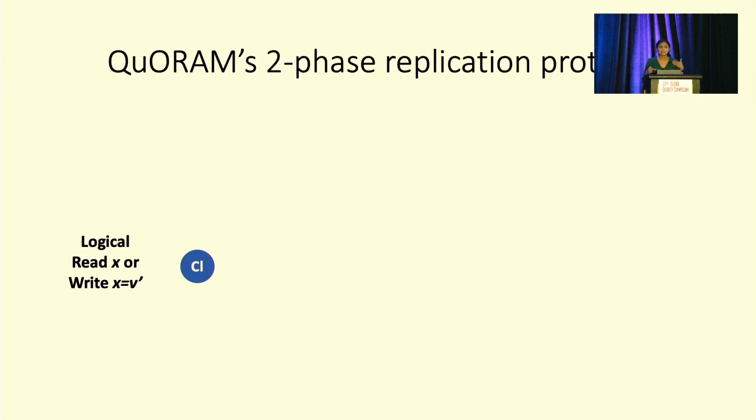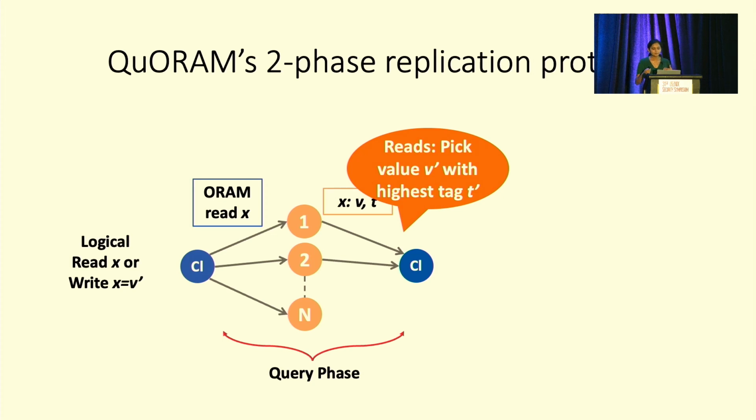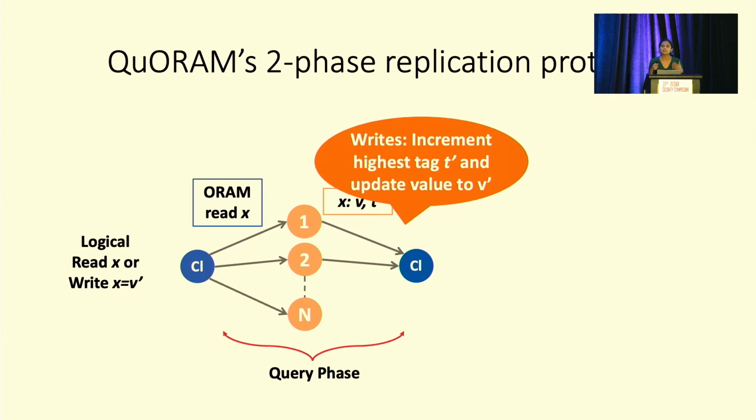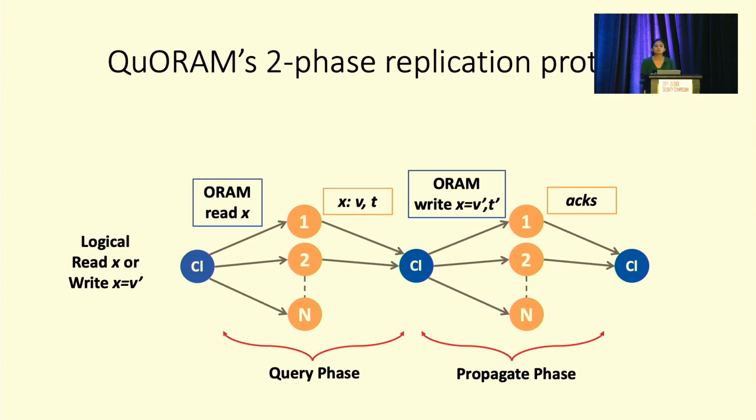The client that is interested in reading or writing the data drives the execution of the protocol by first sending an ORAM read request to all of the replicas, and waits to receive a response from a majority. For a read request, it picks the value corresponding to the highest tag that is received, and for a write request, it updates both the tag and the value. For either request, it sends an ORAM write request, and when it receives an acknowledgement from a majority, its operation is successful. So this is how the replication protocol achieves both lock-free behavior and provides linearizability.